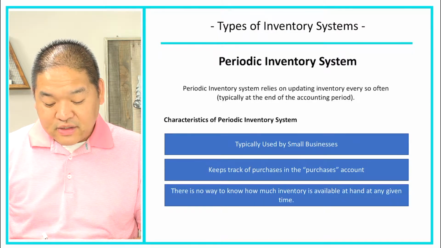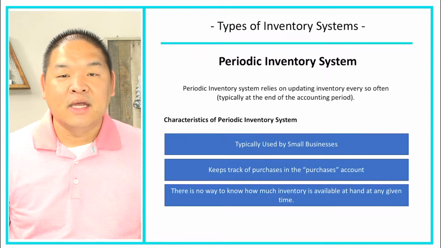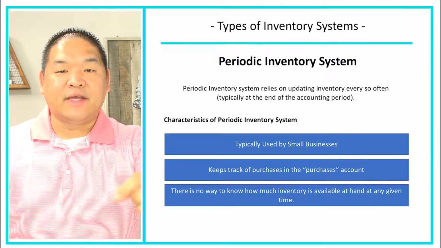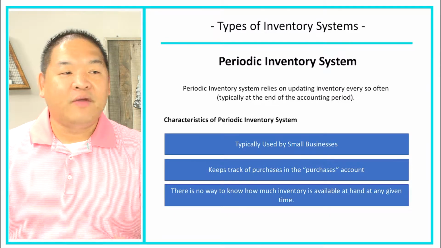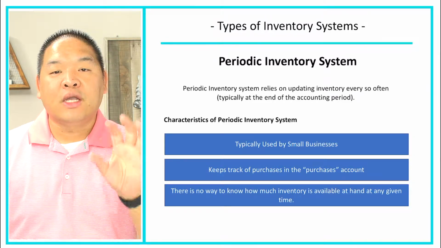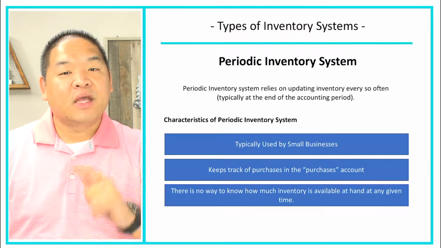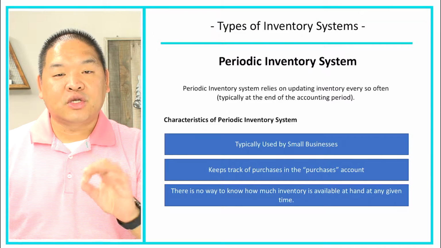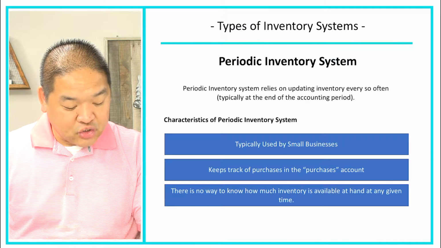The third characteristic here is there is no way to know how much inventory is on hand at any given time from a financial accounting standpoint. Now, this doesn't mean that you can't go out and start counting it, but if you have a lot of inventory, looking at your books won't tell you how much inventory you have at any given time because we're only updating our books every so often. Our books are going to be incorrect when it comes to inventory and cost of goods sold.